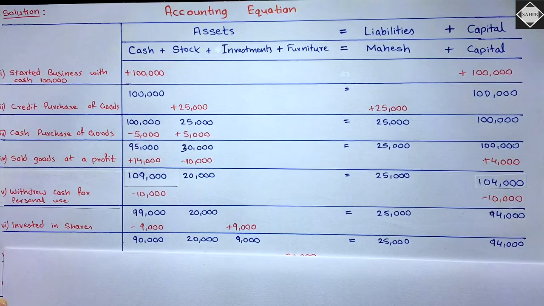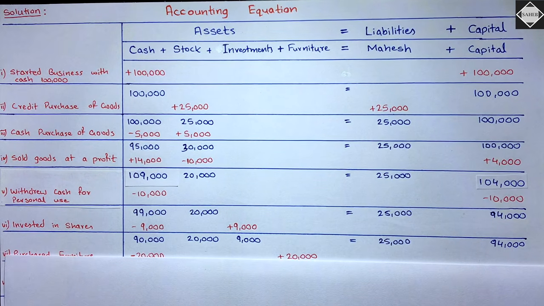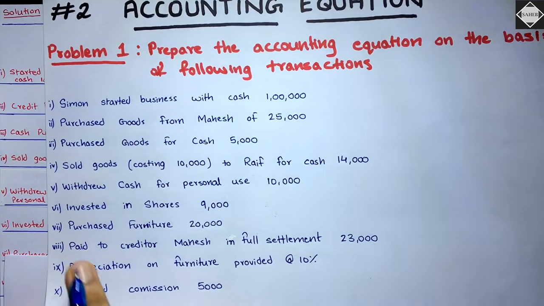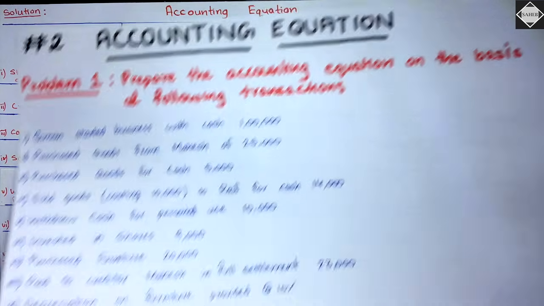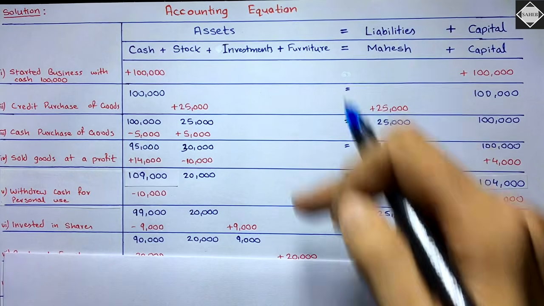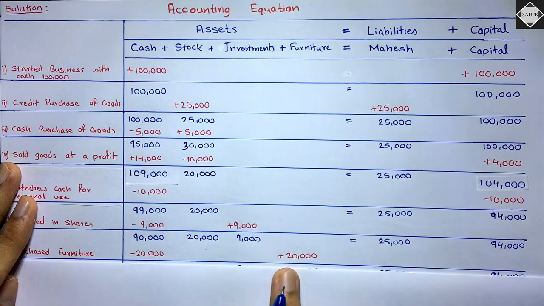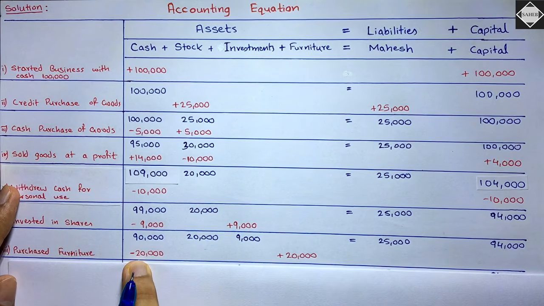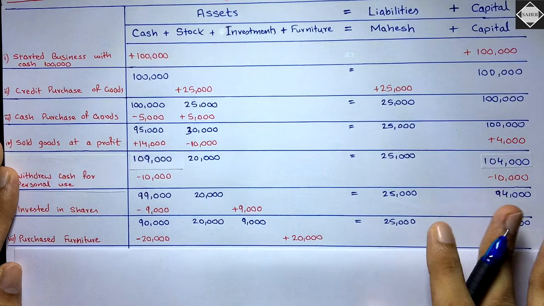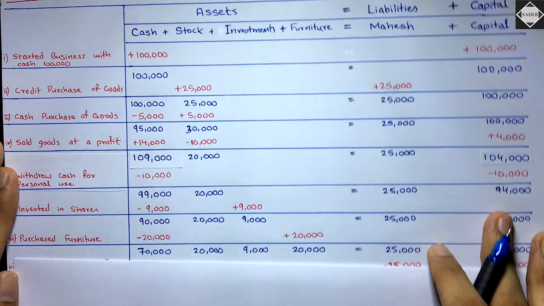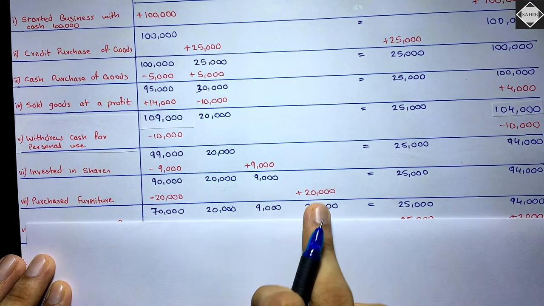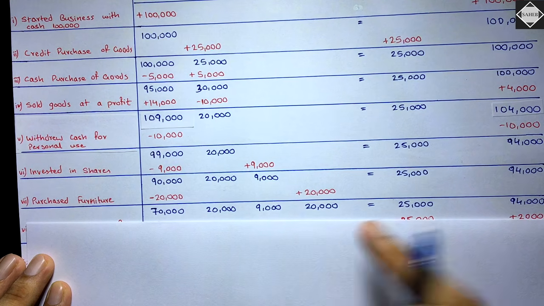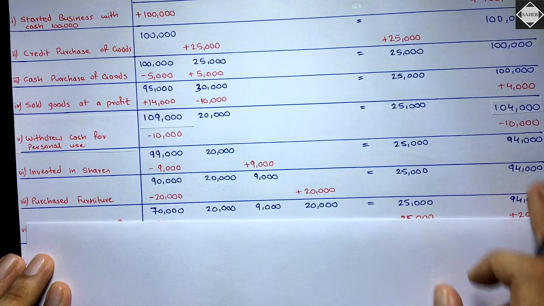Clear? Fine. And then the next transaction, the seventh transaction, purchase furniture 20,000. This was a cash purchase, right? So furniture increases, a new column came into the picture, plus 20, and cash decreases, minus 20. Is that clear? No change on the right hand side, as it is. So see the totals, 90 minus 20, that is 70, 20 as it is, 9 as it is, plus 20 is there, so 20 new total, and then 25 as it is, 94 as it is.